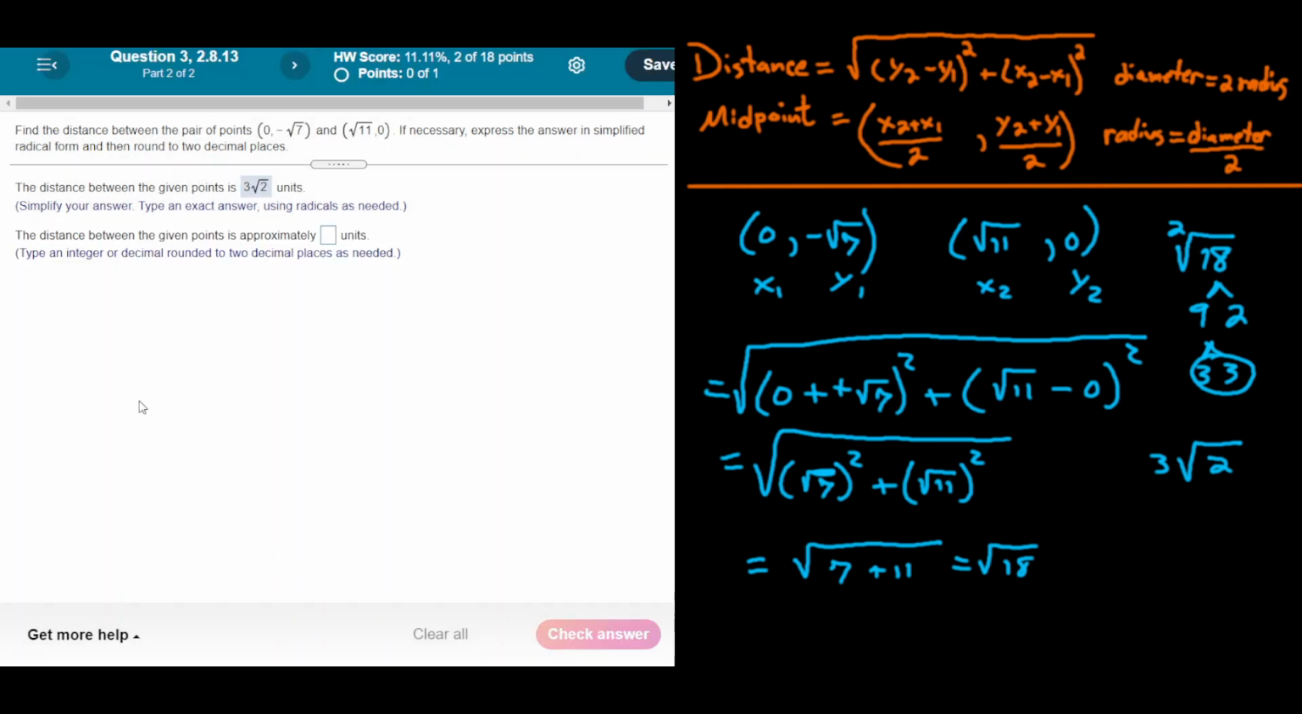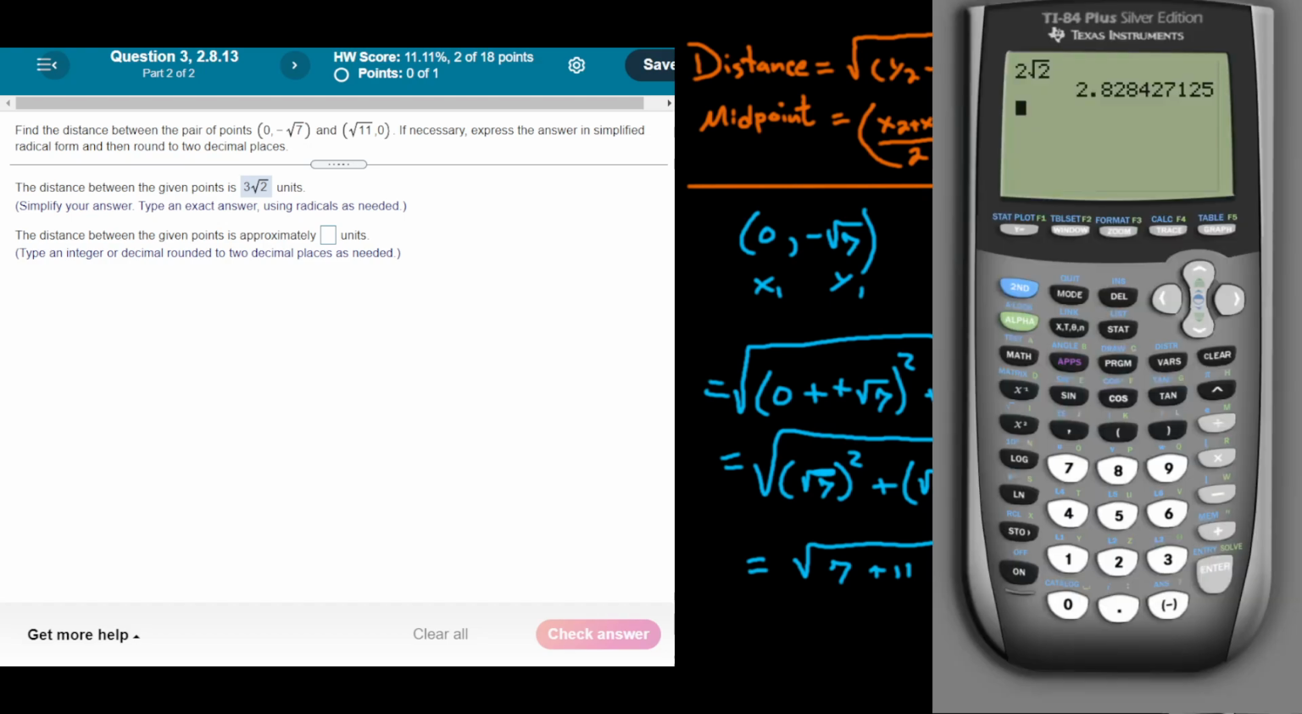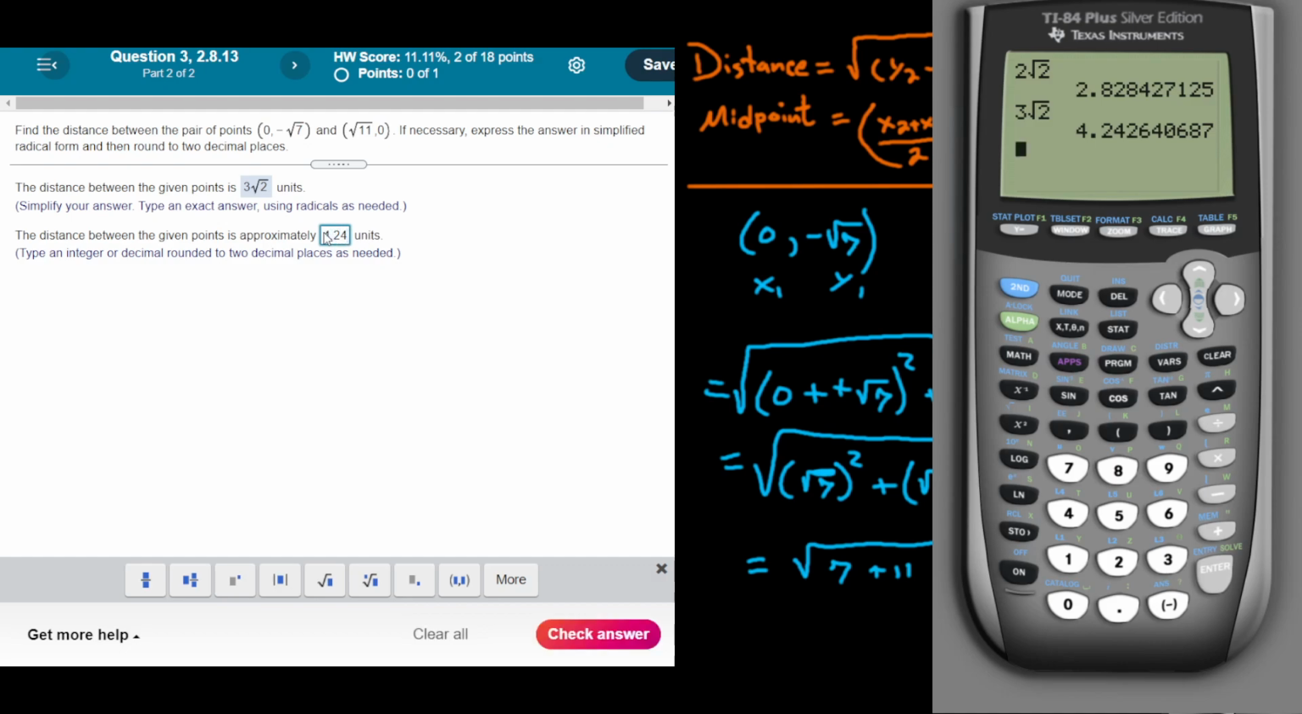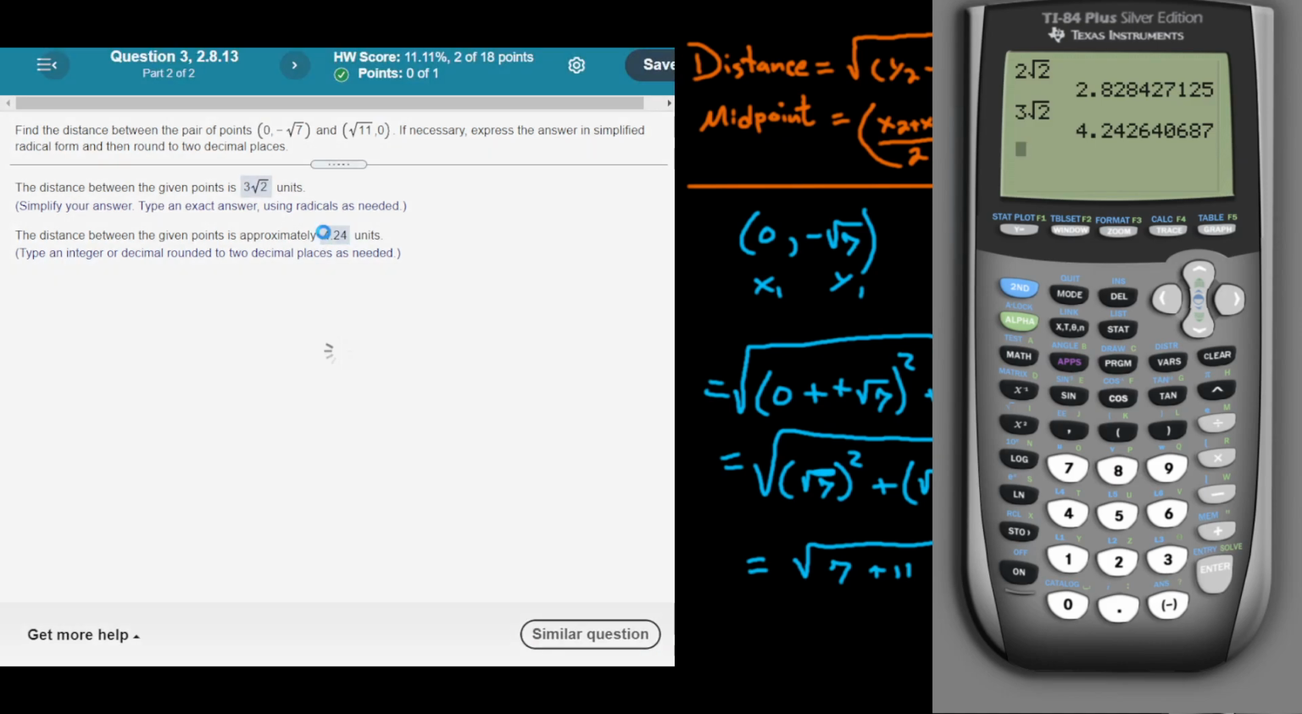Excellent. And now what is the approximation? So you need your calculator. So let's turn on our calculator again. We have 3, second, x squared, square root of 2, hit enter. They wanted 2 decimal places, so 4.24. All right, so 4.24. That's it.